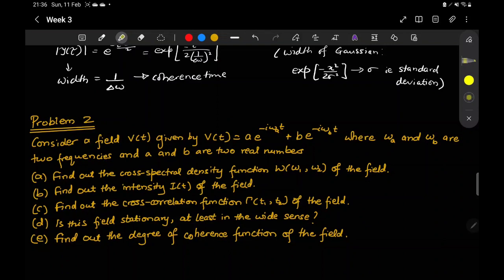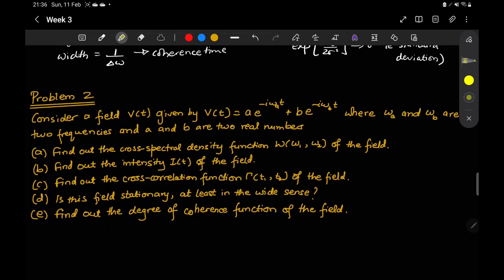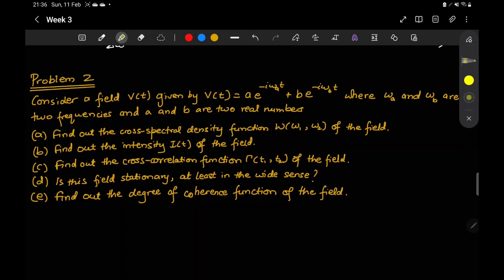Consider a field V(t) given by V(t) equals a exponential minus i omega_a t plus b exponential minus i omega_b t, where omega_a and omega_b are two frequencies and a and b are two real numbers. The parts are: part A, find out the cross-spectral density function W(omega 1, omega 2) of the field.